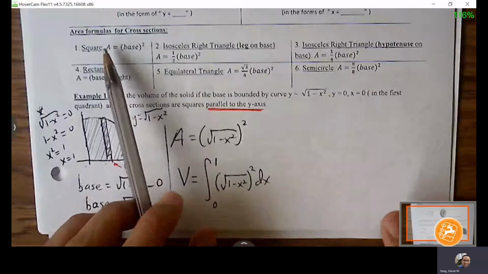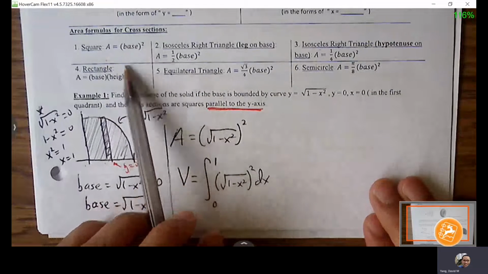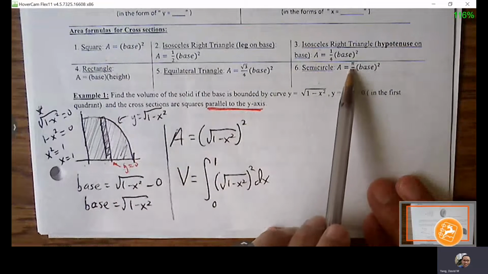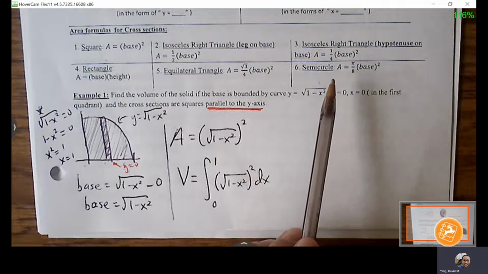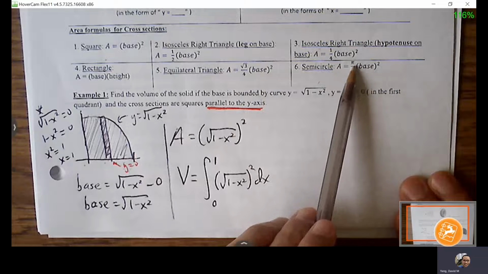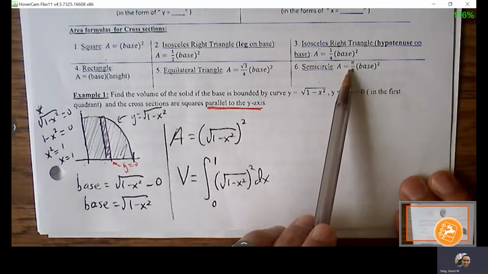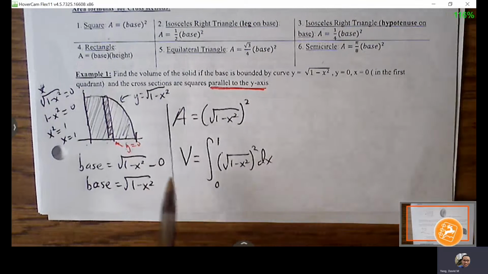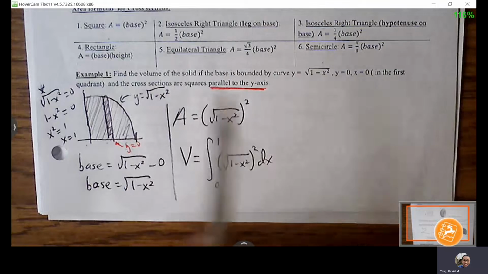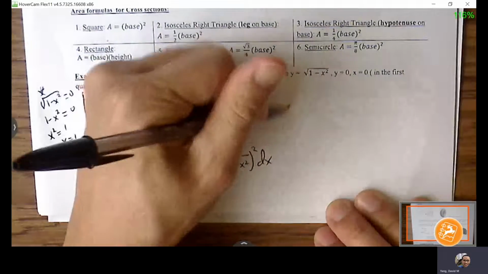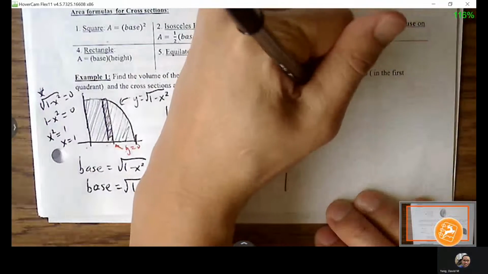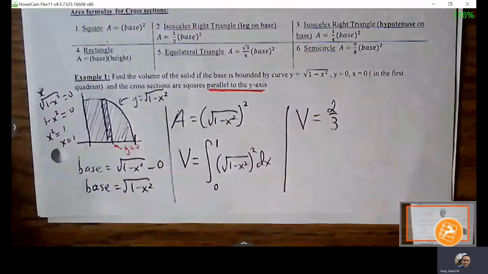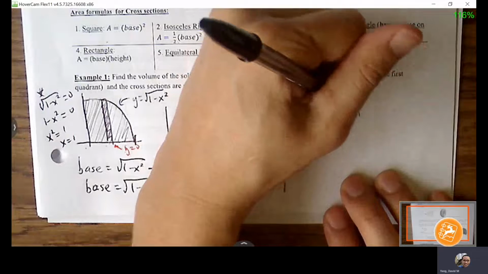Now, there is one cross-section formula that has pi in it, and that's a semicircle. We're not rotating, but we're building semicircles. So semicircles are based off of a circle, so that's why there's pi. But usually, we're not going to do pi r squared like we would with washer. Okay, enter into our calculator, volume equals 2/3. We don't attach pi, just cubic units.